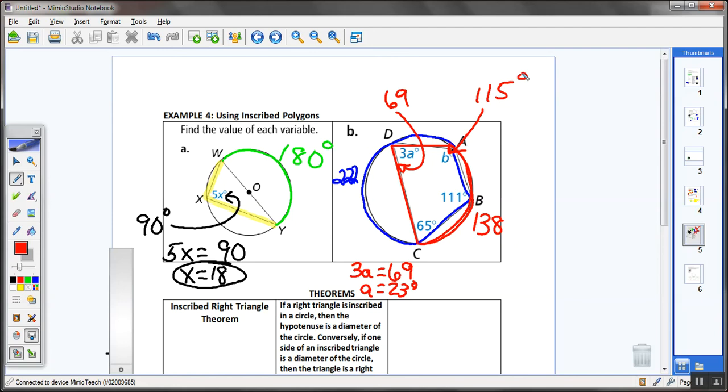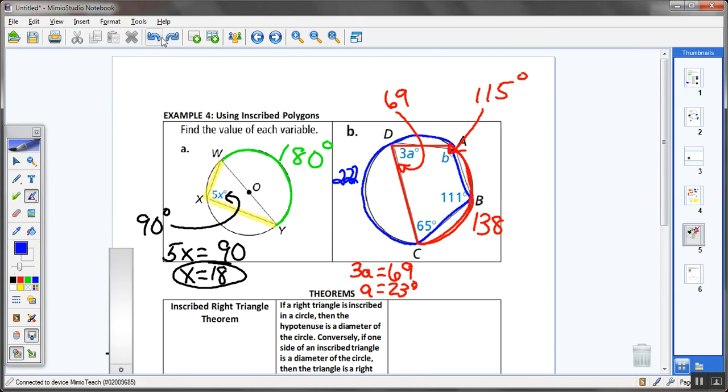I'll show you something here, kids. It's kind of magical. It happens with quadrilaterals a lot. Watch this. It's pretty cool. See my opposite angles here of 115 degrees and 65? What do they add up to? 180. Okay. See this 111 and 69 right here? What do they add up to?